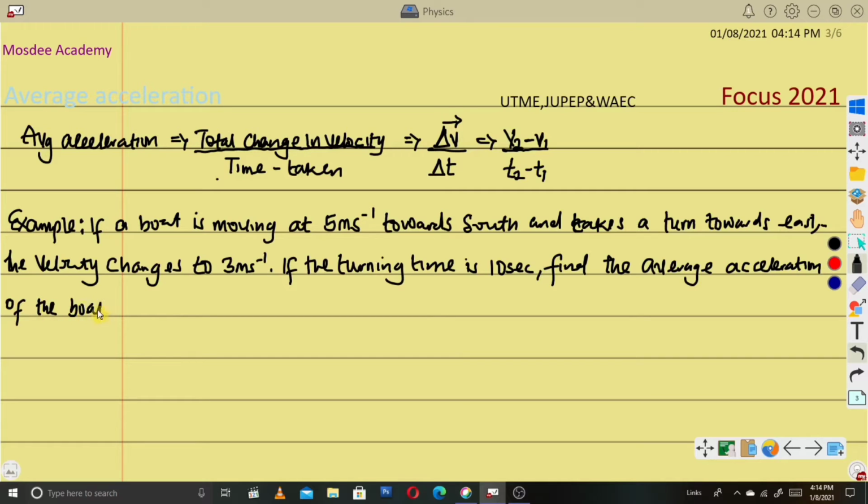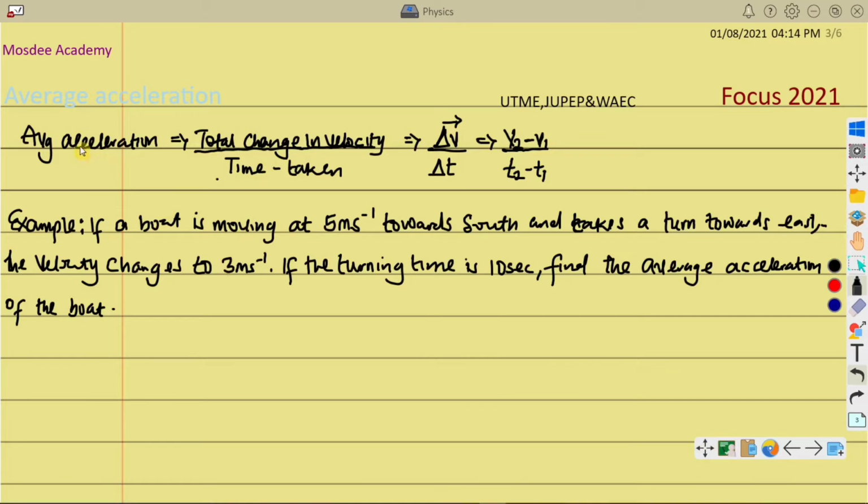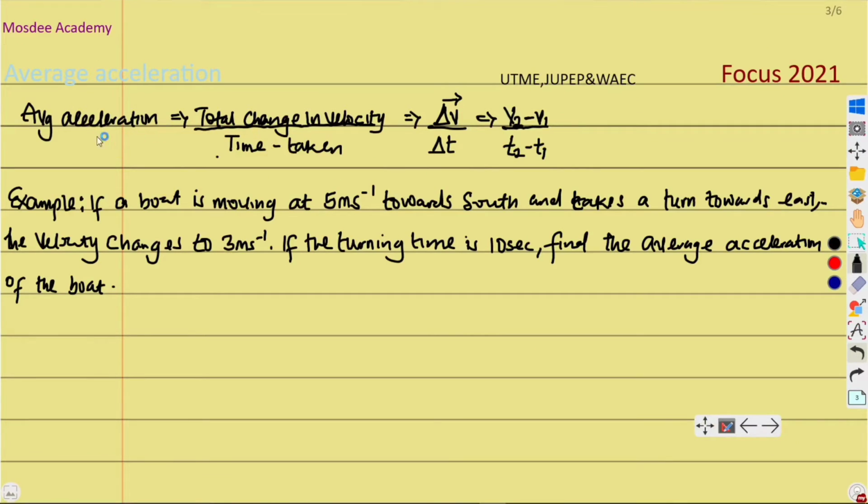So we'll look directly at the formula we have before us. We already discussed that average acceleration is the change in velocity over the total time taken. So in this case, we can bring in our parameters to have a direct solution as usual. So, the solution.